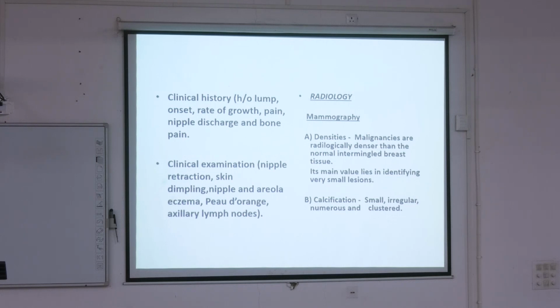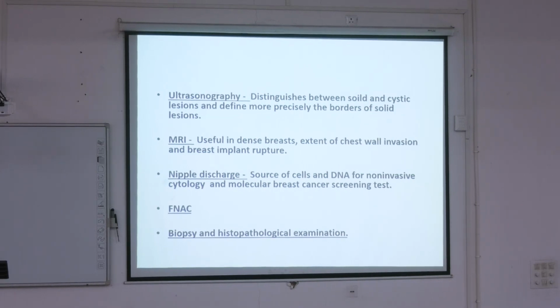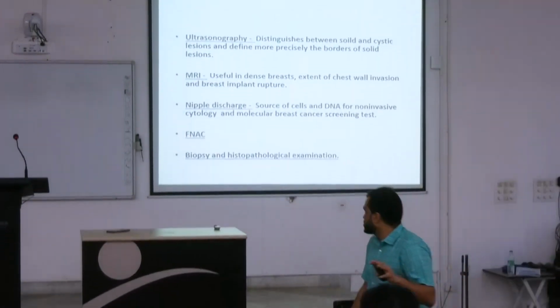And then you get the ultrasonography. The most important function of ultrasonography is that it distinguishes between solid and cystic lesions. Then comes MRI, magnetic resonance imaging, which is useful to see if there is any chest wall invasion or not.